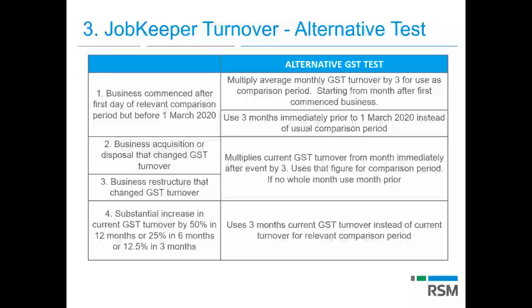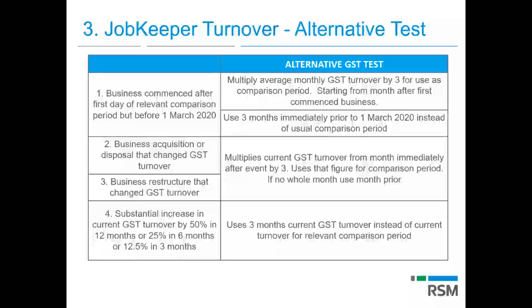So the first test listed up on the screen there relates to businesses which commenced after the first day of the comparison period, but before 1 March 2020. This test therefore does not assist entities which commenced after the 1st of March 2020, and the reference to commencing business is a reference to commencing any business. It does not apply where, for example, a new business line is introduced. Where the business is commenced between the first day of the comparison period and 1 March 2020, there are 2 alternative tests that can be used when calculating the GST turnover.